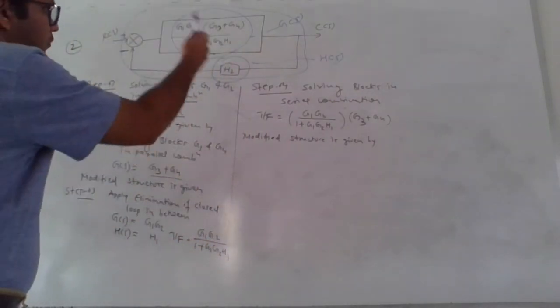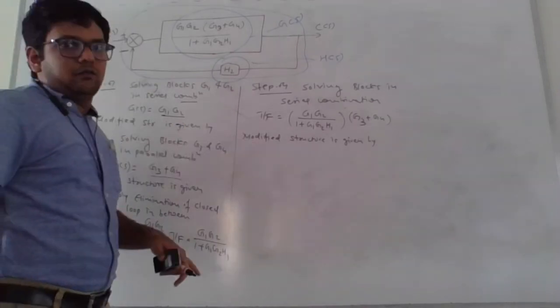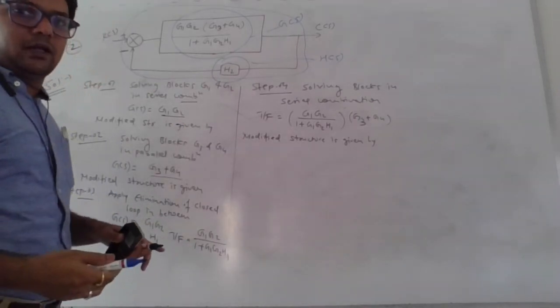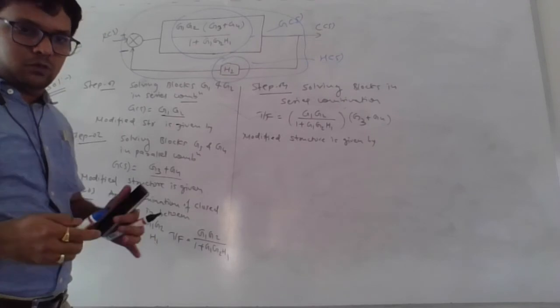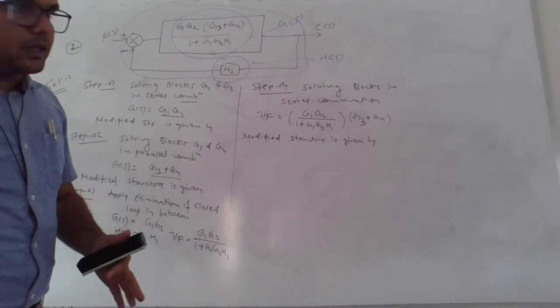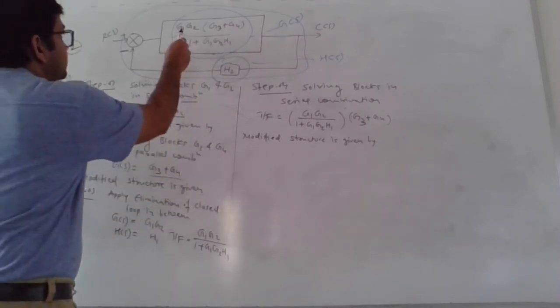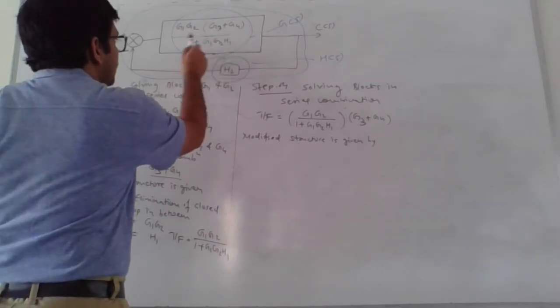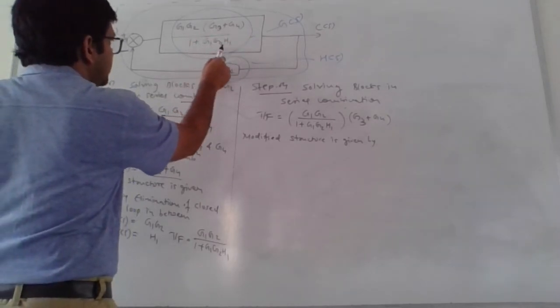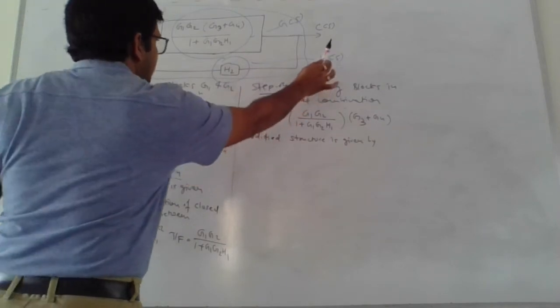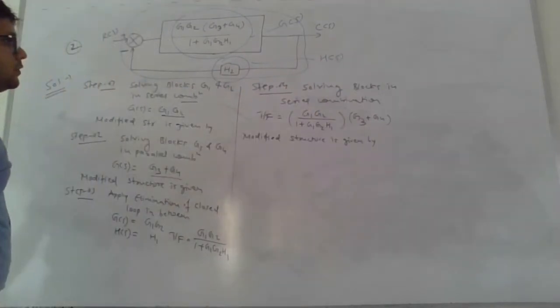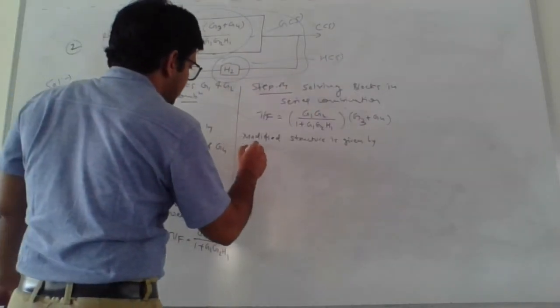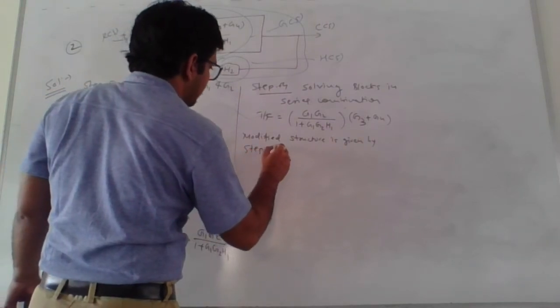So here, if you want to replace them by a single block, we need to apply rule number 3 of BDRT, which is nothing but elimination of closed loop, where the forward path gain is g1 into g2 in bracket g3 plus g4 whole divided by 1 plus g1 into g2 into h1, and the feedback gain is nothing but your h of s. So this is, I think, the last step of this numerical.